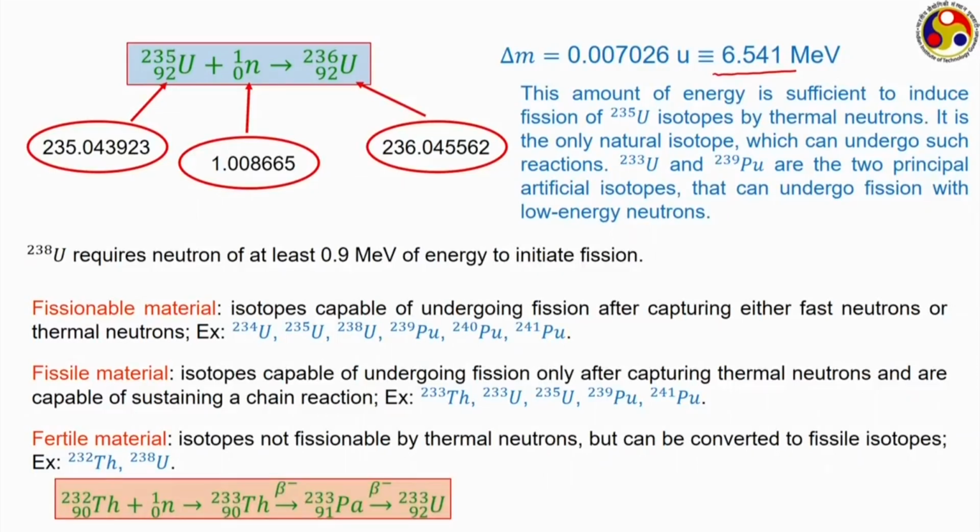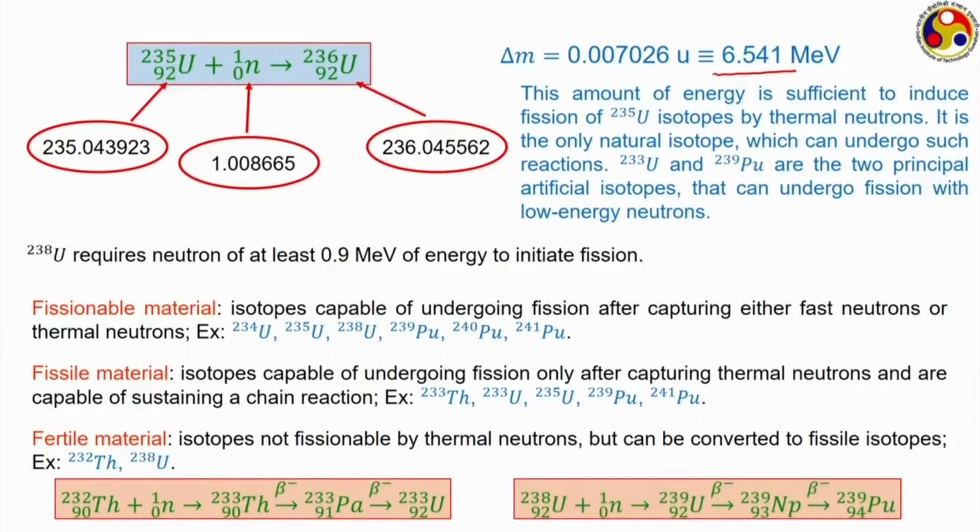Like this example of thorium-232: when it captures a neutron, it gets converted to thorium-233, which can undergo two steps of beta decay to produce uranium-233, which is a fissile material. Therefore, thorium-232 is called a fertile material. It can't undergo fission on its own, but by capturing a thermal neutron, it can lead to the formation of uranium-233, which is a fissile material, and that is why we are calling it fertile.